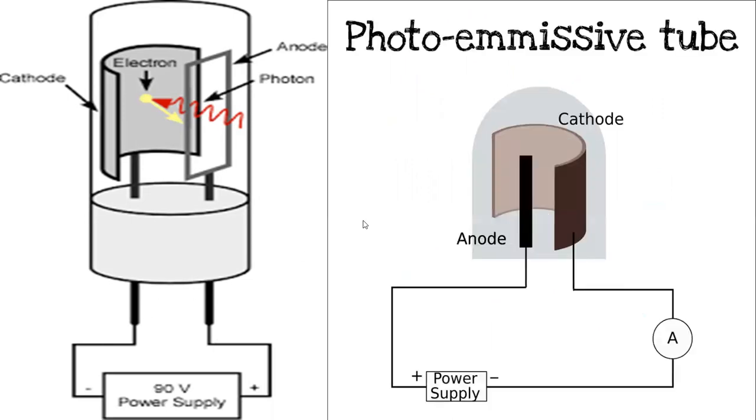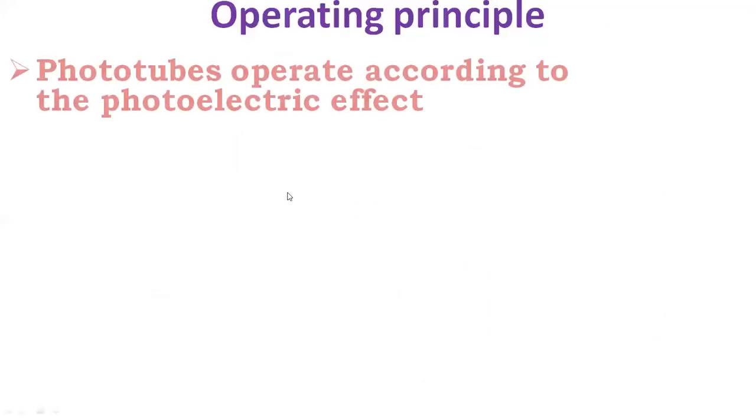Normally you have a cathode here and you have an anode, and the photon striking this, and this is the power supply, and this is the other dimension of how it can be seen as a figure. You have a cathode and anode and the power supply for closing the circuit and measuring the current.